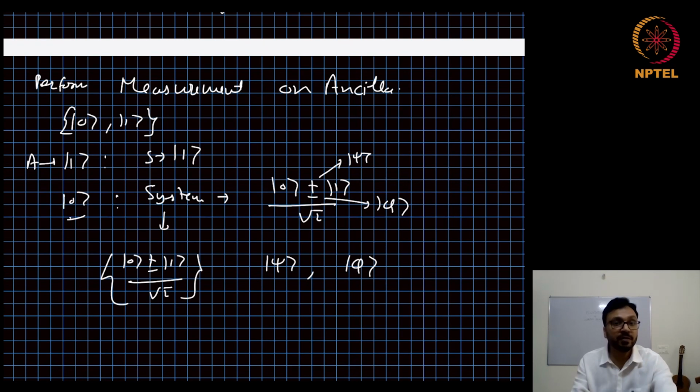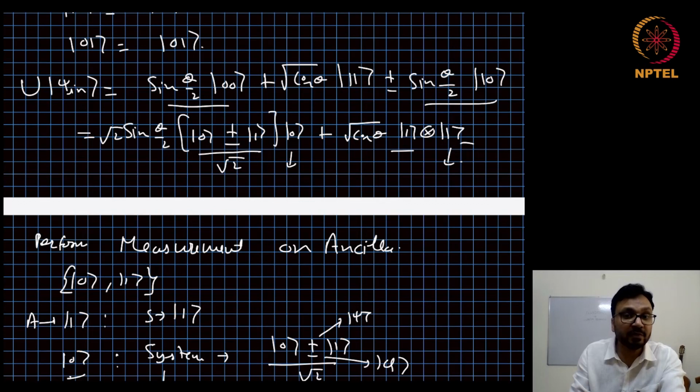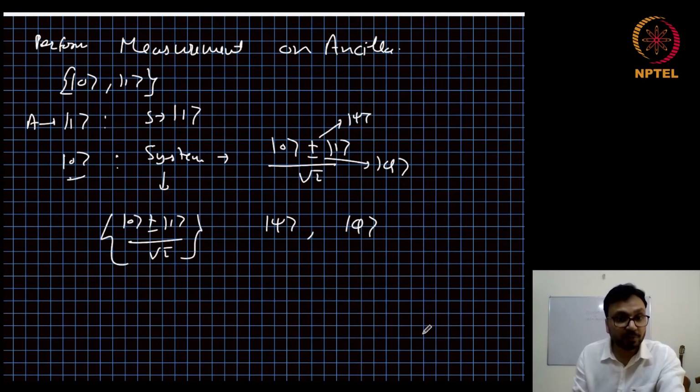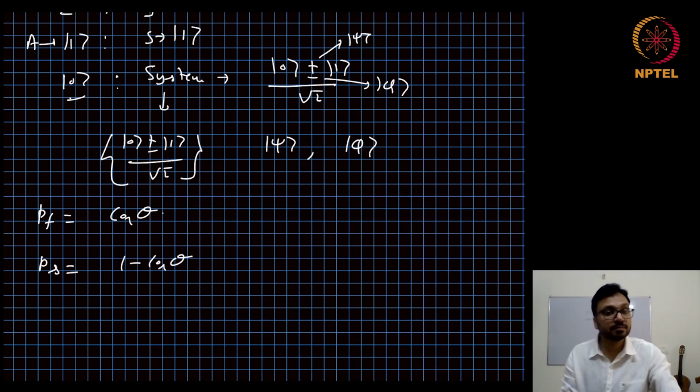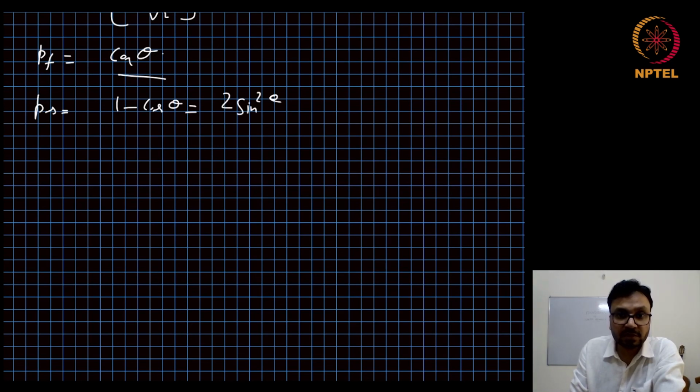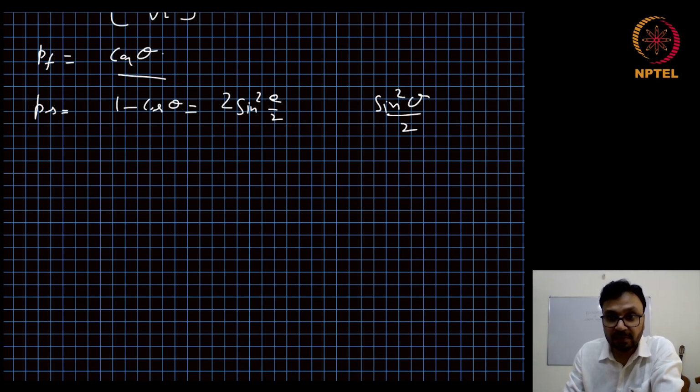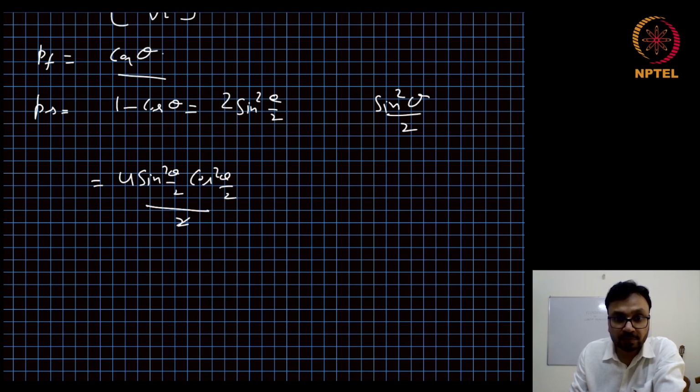So the probability of failure is when we get 1 in the ancilla. The probability of failure is cos theta, and the probability of success will be 1 minus cos theta, which becomes 2 sine square theta over 2. If we remember that the probability of success from the projective measurement was sine square theta over 2, this can be written as 4 sine square theta over 2 cos square theta over 2 over 2. That becomes 2 sine square theta over 2 times cos square theta over 2.